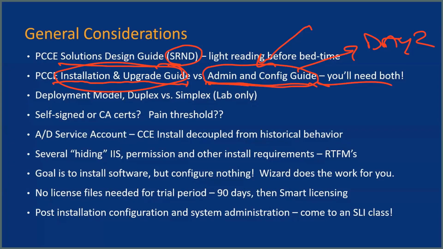You'll want to think about obvious things like your deployment model. Am I in production or a lab environment? If I'm in a lab environment, do I want to do duplex versus simplex? We'll have some of these discussions along the way. Certificates, self-signed or CA signed. We had some good discussions this morning. What's your pain threshold, ultimately?